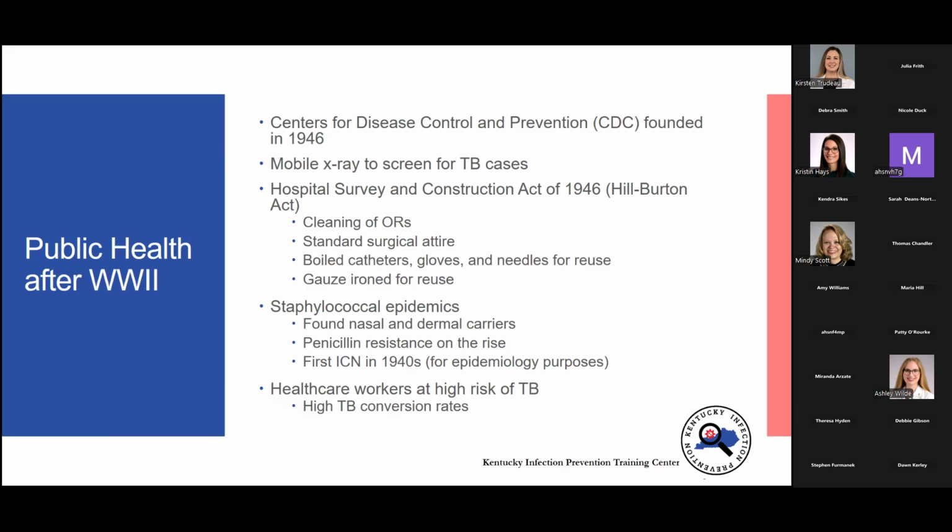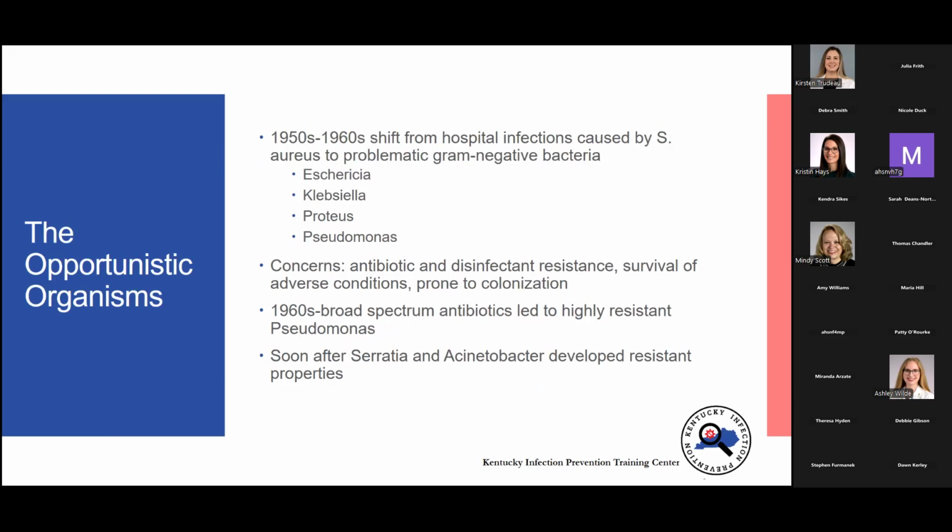We also determined that healthcare workers were at high risk for TB because of high conversion rates. When we had new nurses and other healthcare workers going through training to a year into practice, they had high conversion rates, so they knew that they were at higher risk. So this time period is when we started to see the opportunistic pathogens or organisms. From 1950 to 1960, there was a shift from hospital infections that were caused by SRS to the problematic gram-negative bacteria that we still have issues with today.